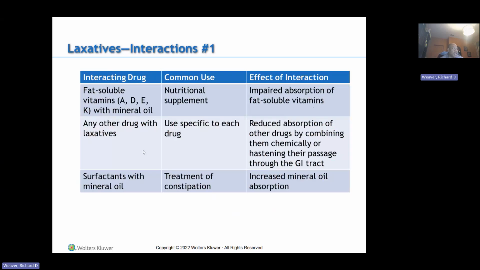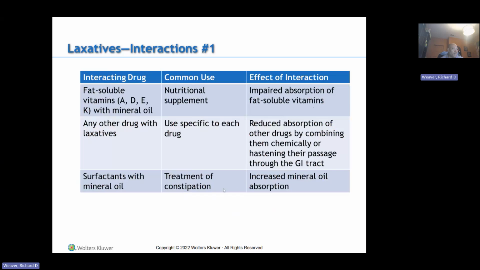Any other drug with laxatives, use specific to each drug, of course, causes reduced absorption of other drugs by combining them chemically and hastening their passage through the GI tract. So they'll come out in the bowels very quickly when given with some of these drugs.